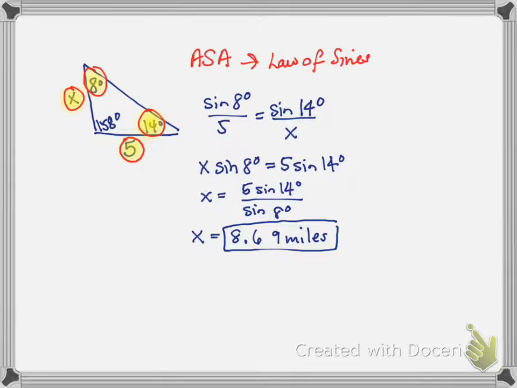If you cross multiply, you get X times sine of 8 degrees equals 5 times sine of 14 degrees. Isolating X by itself, you get 5 sine of 14 degrees over sine of 8 degrees. Make sure that your calculator is in degree mode. And when you get your final answer, you're going to see that X equals 8.69 miles. And that's how you do number 28.